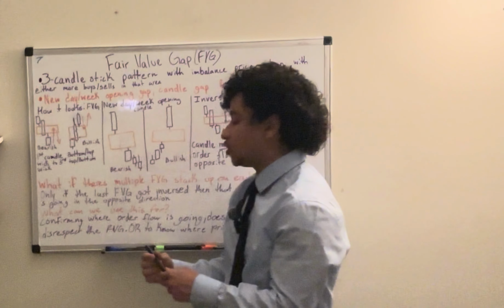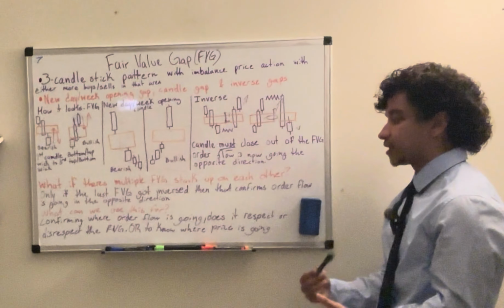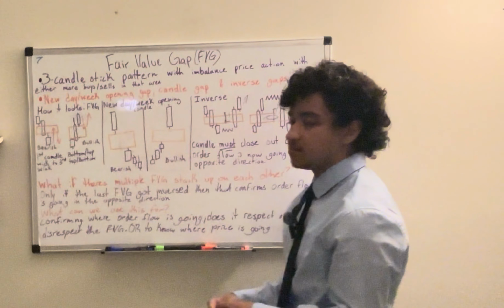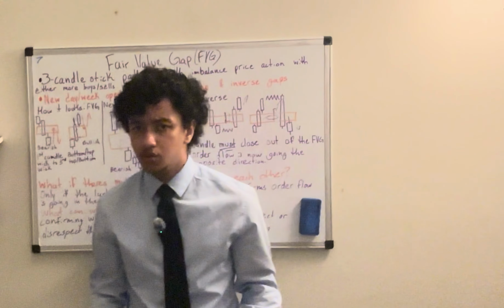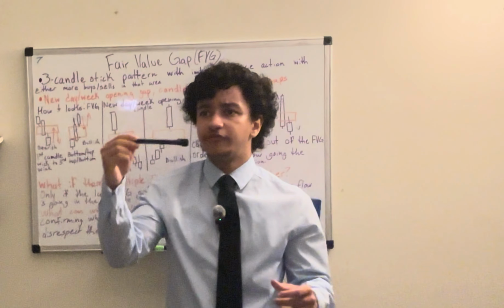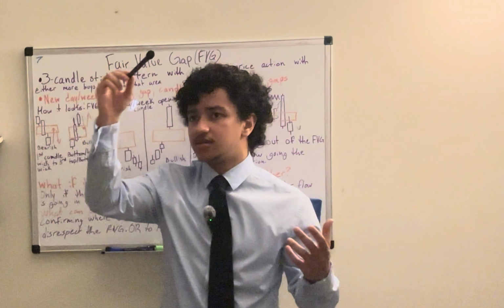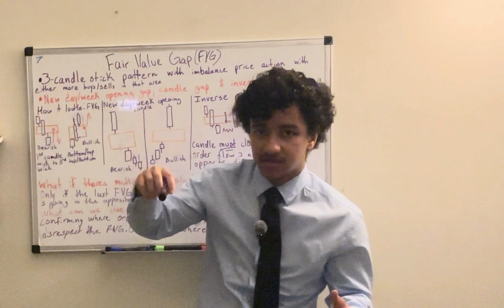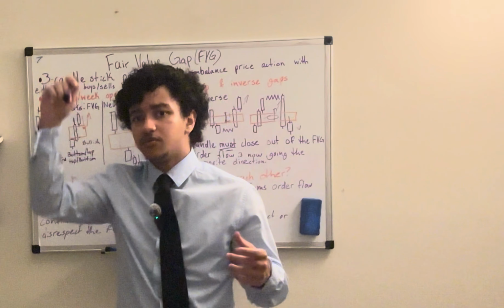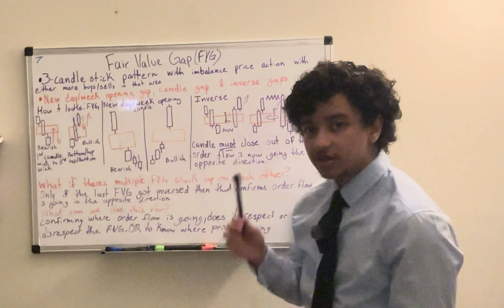So what if there's multiple fair value gaps stacked up on each other? Because I've been seeing a lot of people get confused and don't know what to do if there's multiple fair value gaps. What if it just hits one? Does that mean we're still gonna go up? What if it just hits like 3 out of 5 fair value gaps? Are we still gonna go up? We have to understand this. All of them are valid.